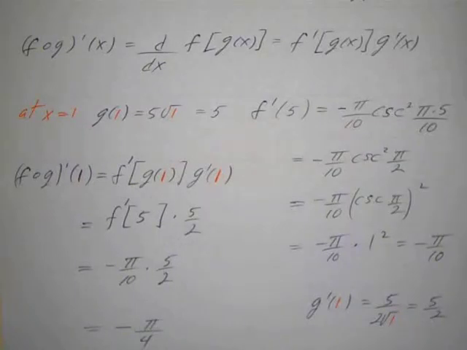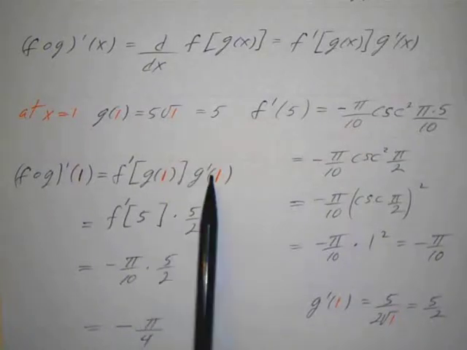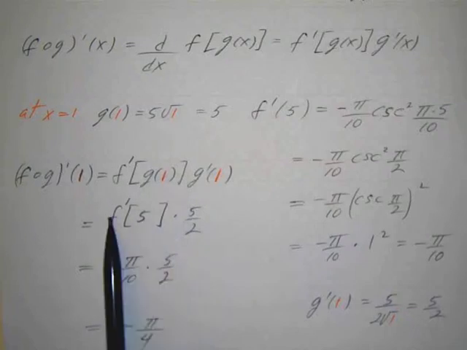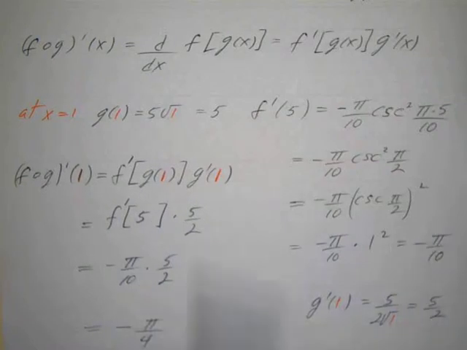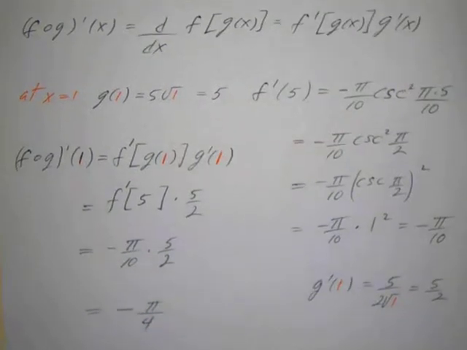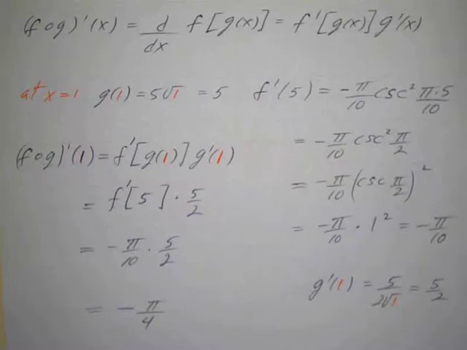Okay, so again, these were the three quantities we needed. I found those over on the side. And then after that, that becomes negative pi over 10 times 5 halves. And 5 over 10 is 1 half, so it ends up being negative pi over 4. So that's how it simplifies out.